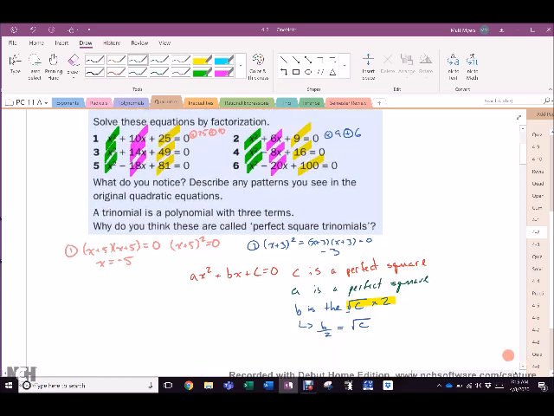So knowing what you know, you should be able to do all of these in your head. Number 3, what's the square root of c? 7. So that is x plus 7 squared equals 0. So x equals negative 7.